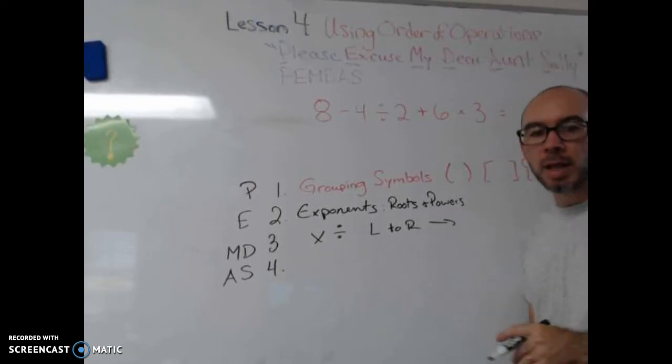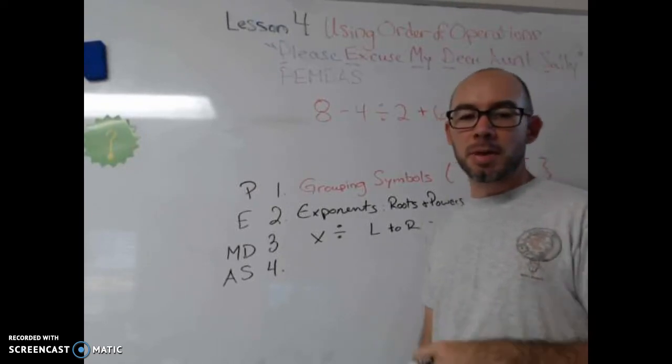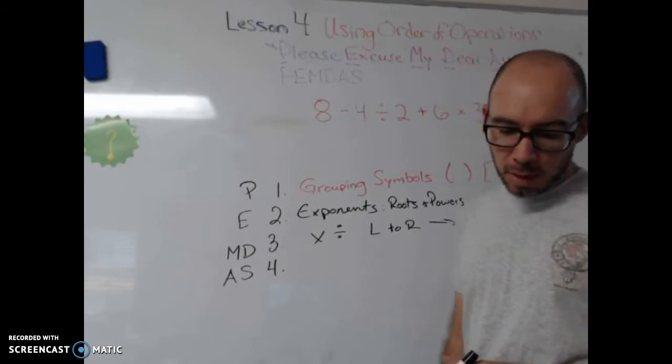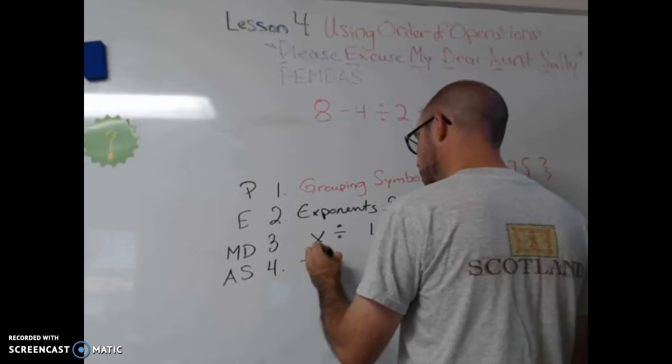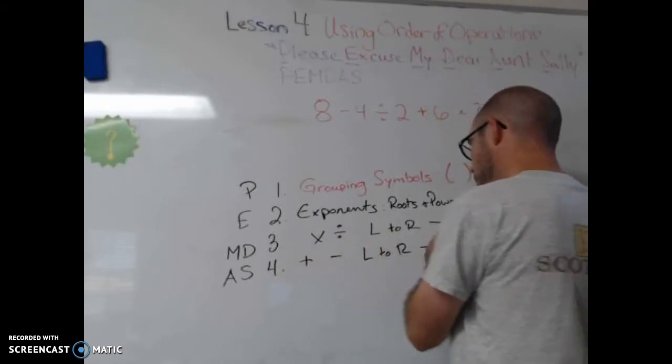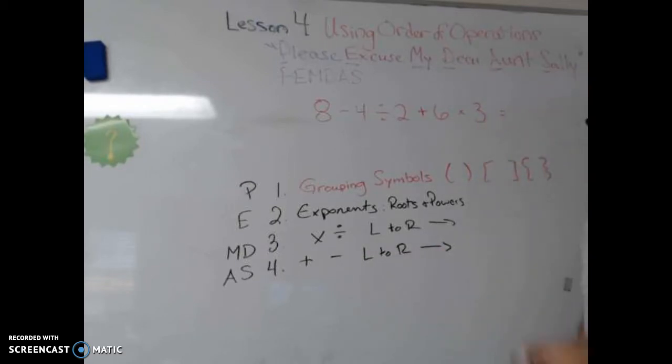We'll multiply and divide. And then addition and subtraction are the same thing as well. Subtraction is just adding a negative number. So here we go. We go adding and subtracting from left to right. So get those down. I'm going to erase the board here just a sec. You can hit pause and write those down.